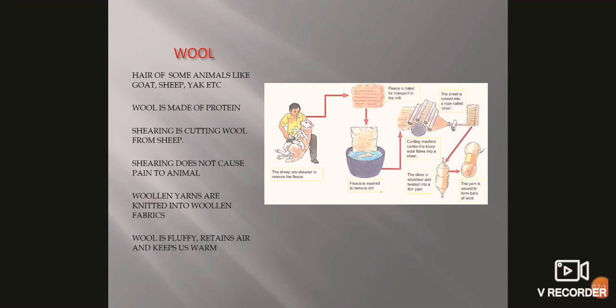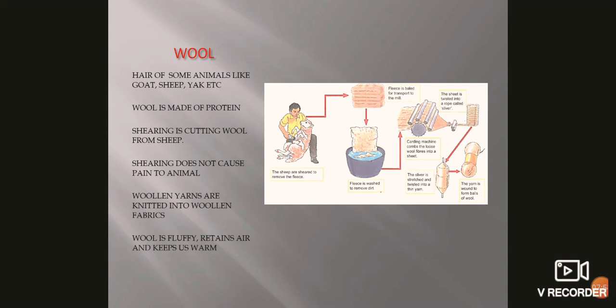The wool is a protein fiber. The wool grows on sheep, goats, etc. And these animals are kept in huge farms in order to get the wool. Once the wool is grown, the wool is cut, and this process is called shearing. Earlier it used to be done by hand, but now we have got machines for the purpose of shearing. Shearing does not cause any pain to the animal, just like cutting hair does not cause us any pain.